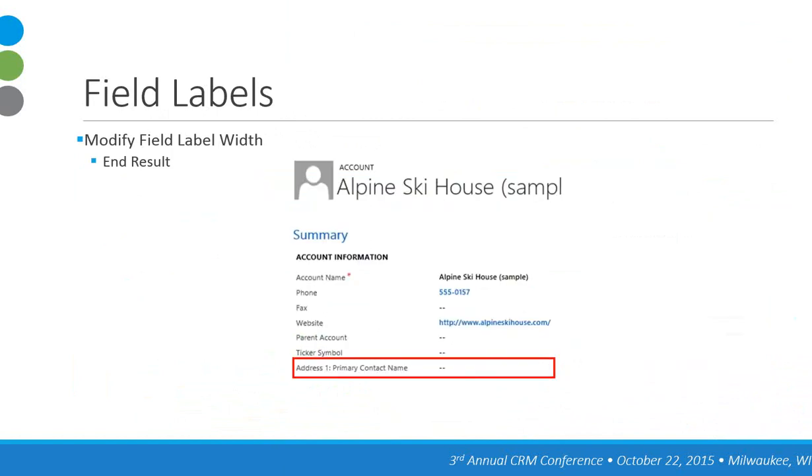Here's an example of what that end result will be. You see that it moved the field attributes, the data, to the right, and you have more space for your field label width, and you can see the full label now.